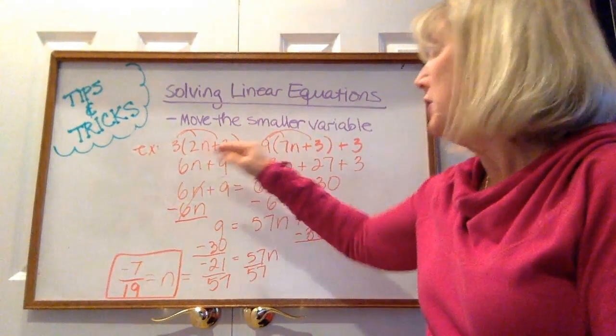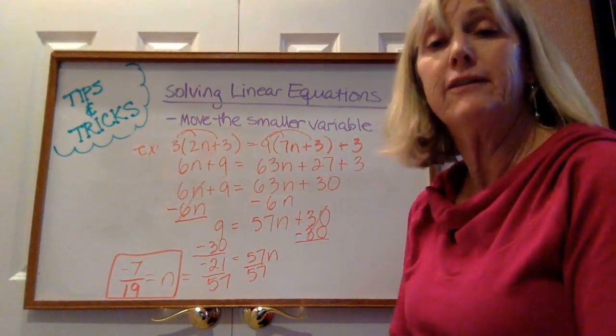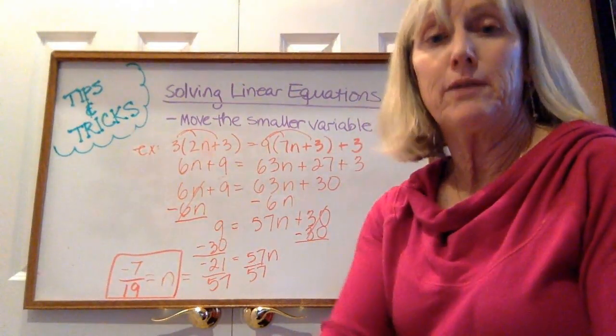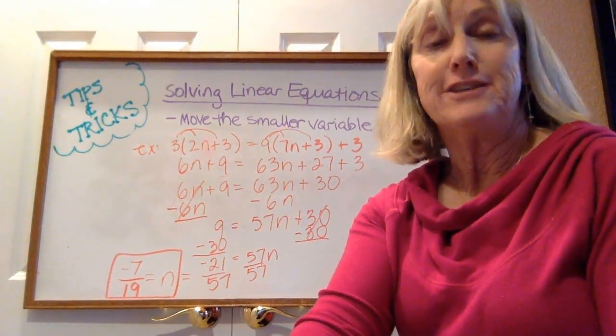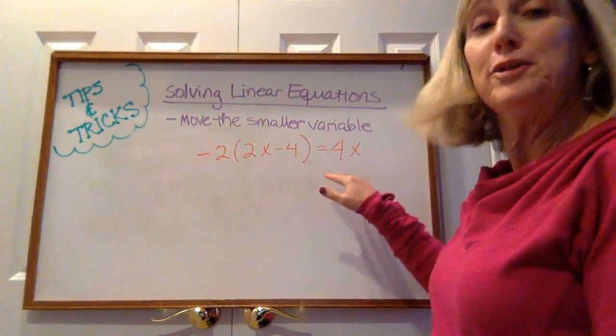It's all reduced. We moved the smaller variable. We didn't have to worry about dividing by a negative. Now I have one more example that I want to show you, and I'll get to that in just a second. Okay, I'm back with a brand new problem.